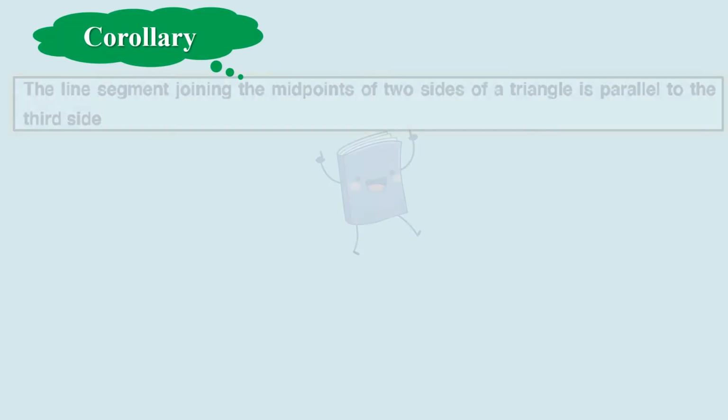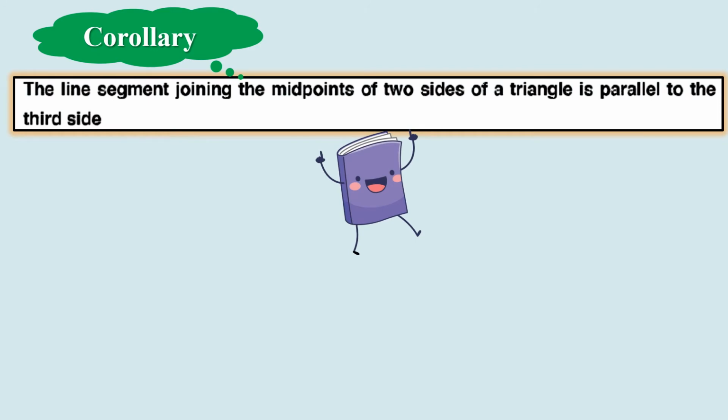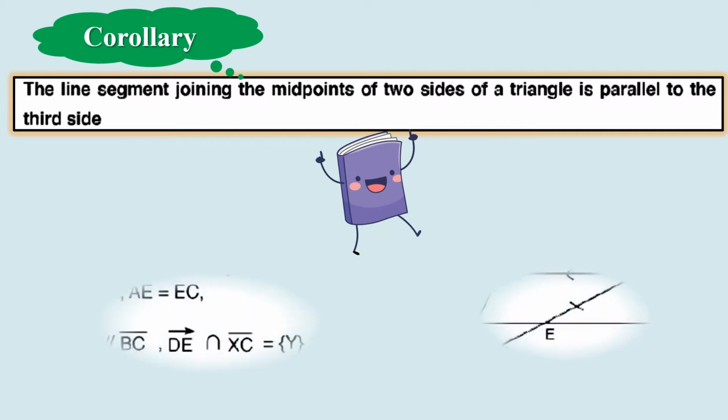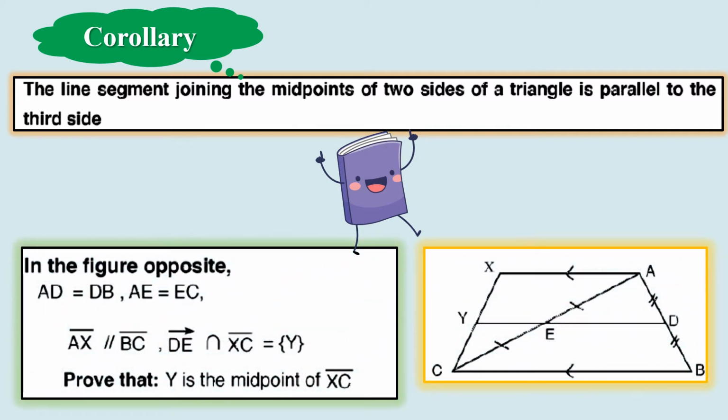Corollary: the line segment joining the midpoints of two sides of a triangle is parallel to the third side. In the opposite figure, AD equals DB and AE equals EC, AX parallel to BC, DE intersects with XC at Y. Prove that Y is the midpoint of XC.